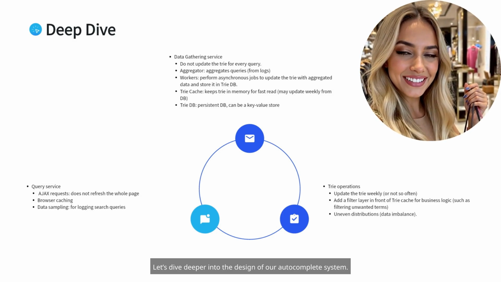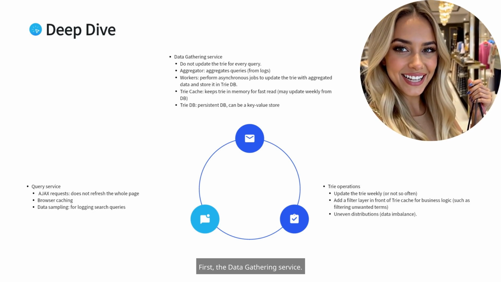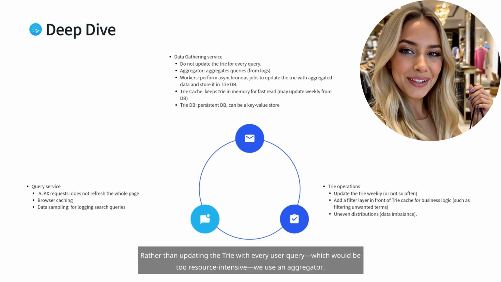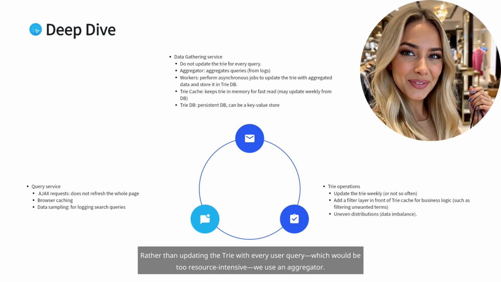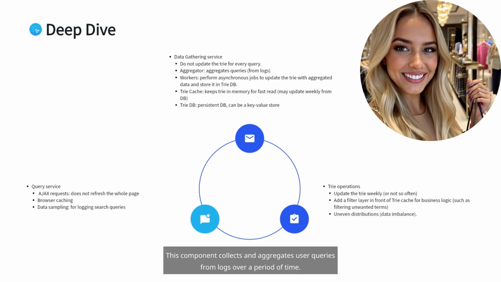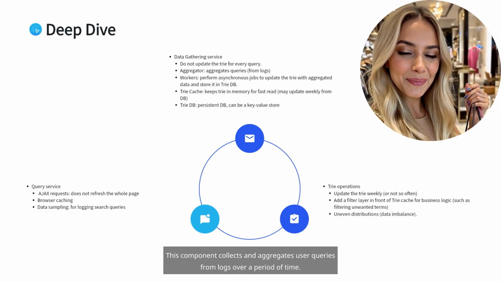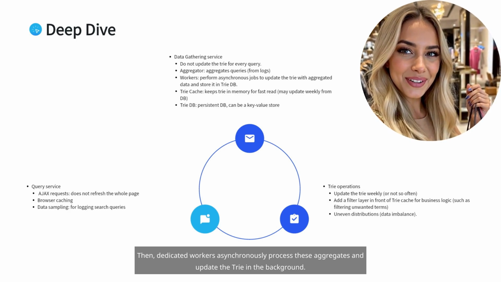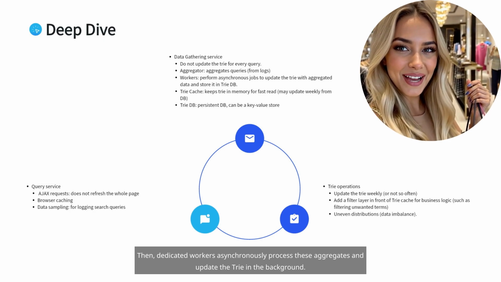Let's dive deeper into the design of our autocomplete system. First, the data gathering service. Rather than updating the tree with every user query, which would be too resource-intensive, we use an aggregator. This component collects and aggregates user queries from logs over a period of time. Then, dedicated workers asynchronously process these aggregates and update the tree in the background.